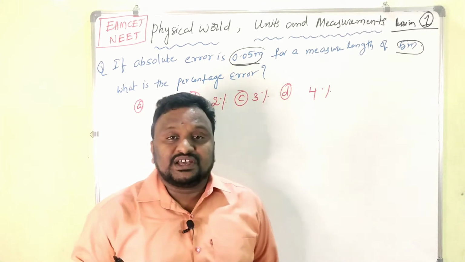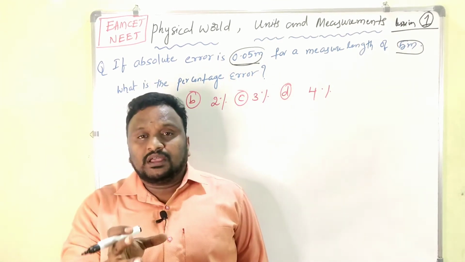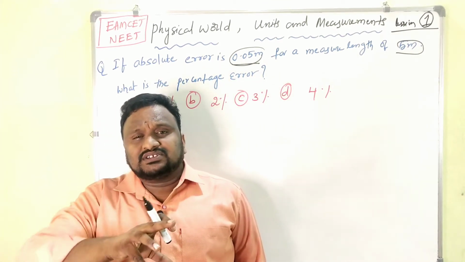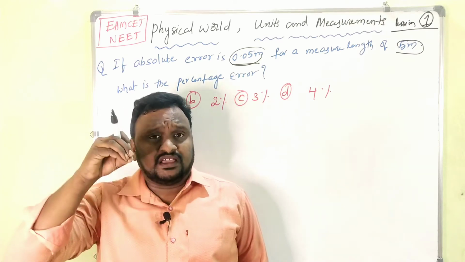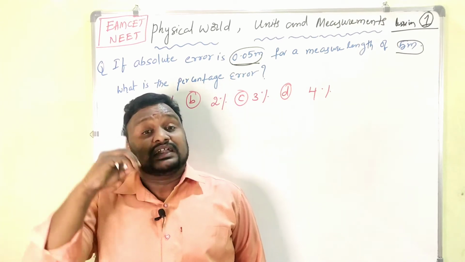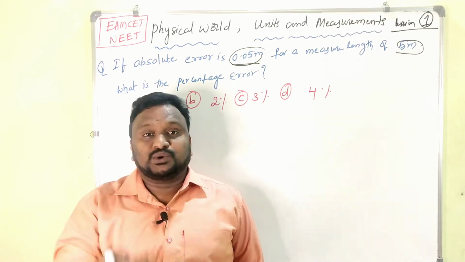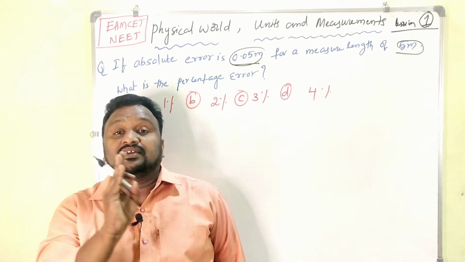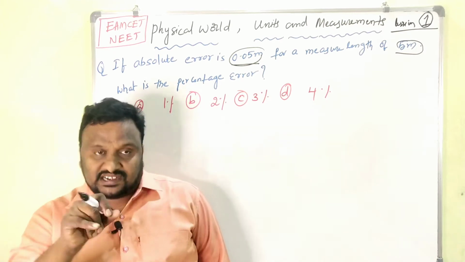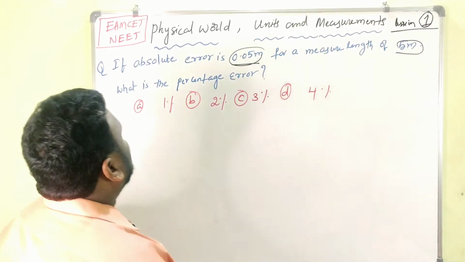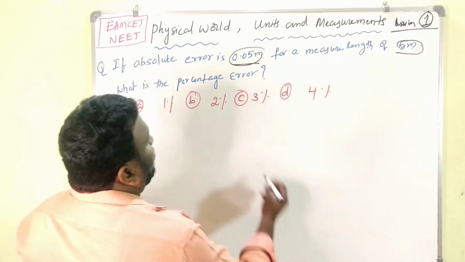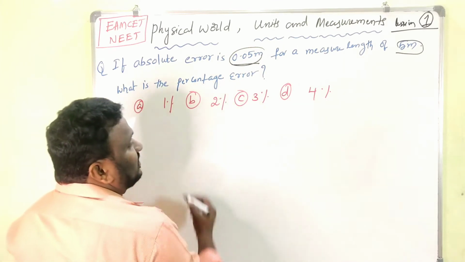The specialty of this chapter is that it has less difficulty; there are more direct questions rather than high-order logical thinking questions. So there is a chance to score easily from this chapter, and that's why you shouldn't neglect it. Now see, in this question what he has given, what you have to find out is the percentage error.